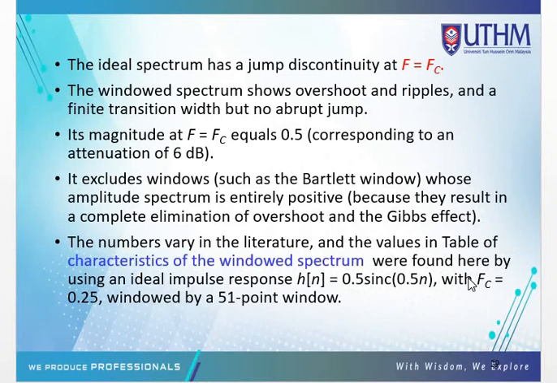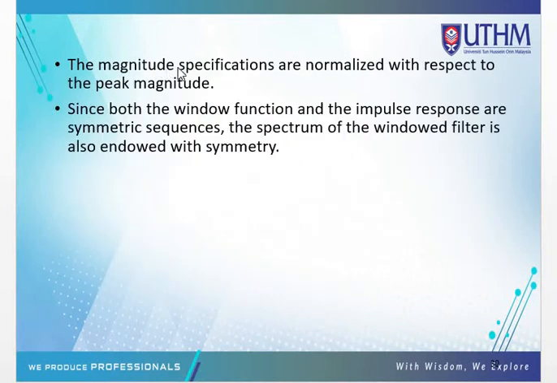Okay, hn with Wc equal to 0.5, windowed by 51 points of window. So the magnitude spectra are normalized with respect to the peak magnitude, and both the window function and the impulse response are symmetric sequences. The spectrum of the windowed filter is also endowed with a symmetry.